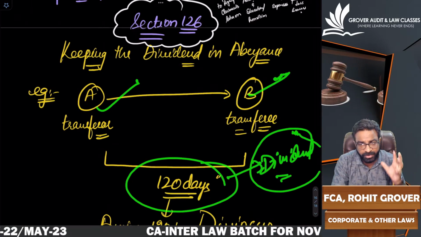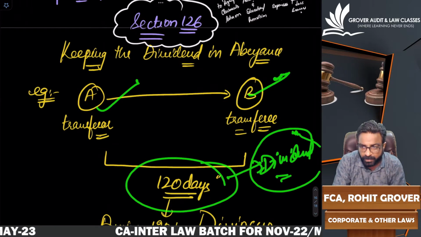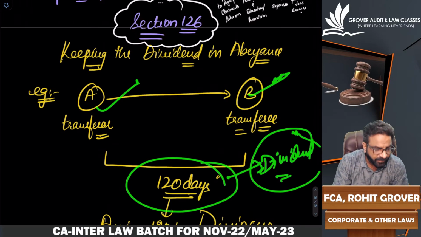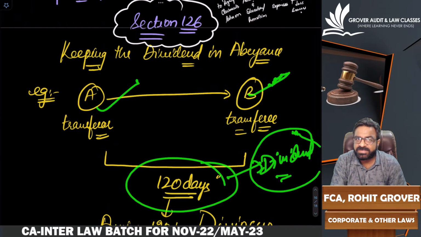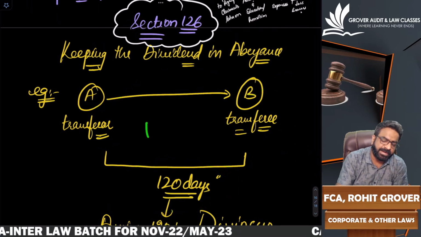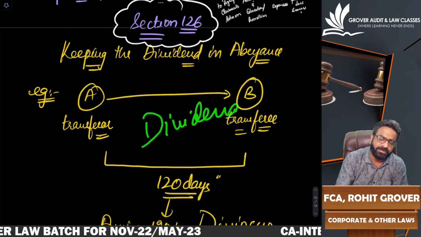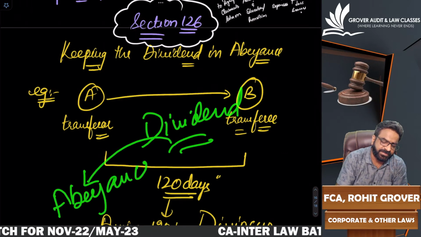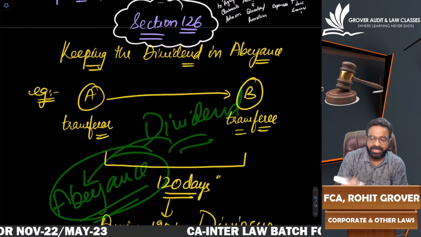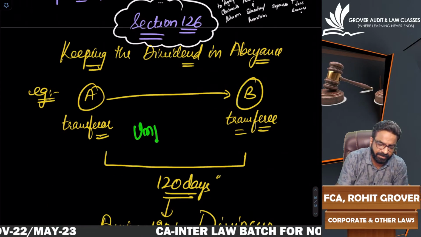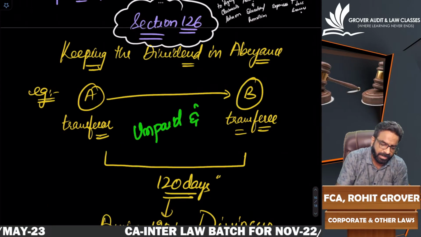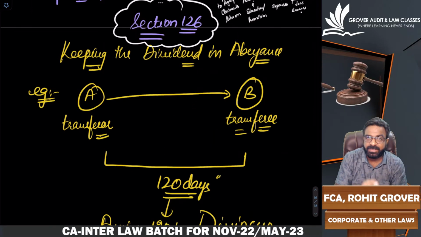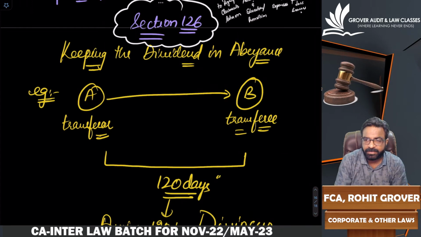So now in that case, what will the company do? This is called a confusing time. So what will the company do in this case? The company will keep that dividend. It will not pay it to anyone. The company will keep that dividend in abeyance. What is the word I used? Abeyance. Abeyance means it will transfer this dividend to the unpaid and unclaimed dividend account till the time the title is clear, till the time ownership is clear. Am I correct?